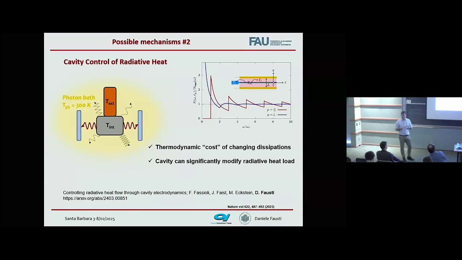And what I think is a very powerful perspective, at least where we are setting our research, is the idea that cavity electrodynamics may be the means to bring back to the stationary state whatever we learn from nonequilibrium. And I'll try to just spend the last two minutes on this.